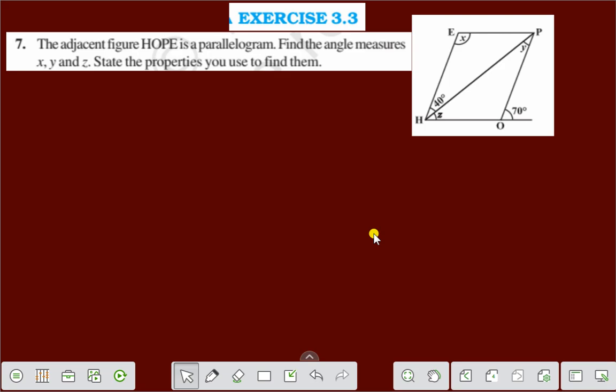Hello everyone. Today we'll discuss exercise 3.3 question number 7. The adjacent figure HOPE is a parallelogram. Find the angle measures x, y and z. State the properties used to find them.